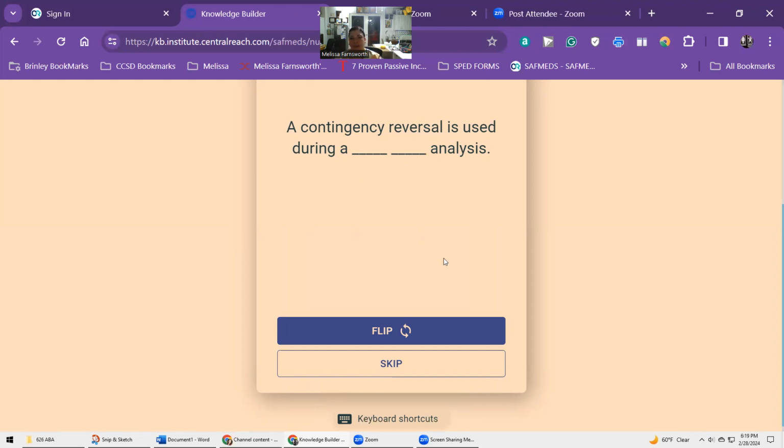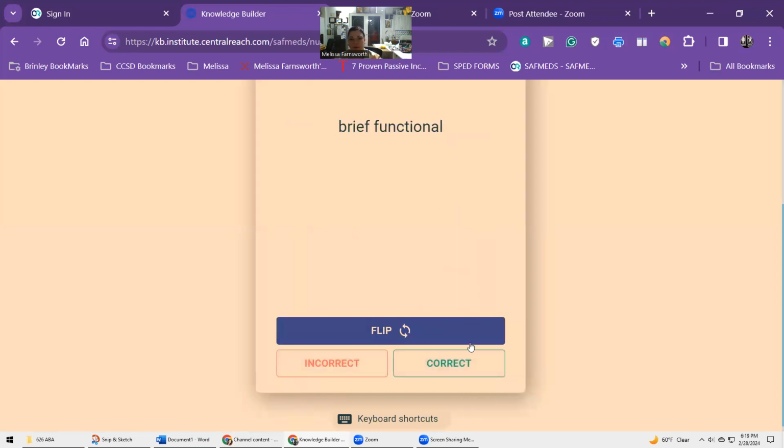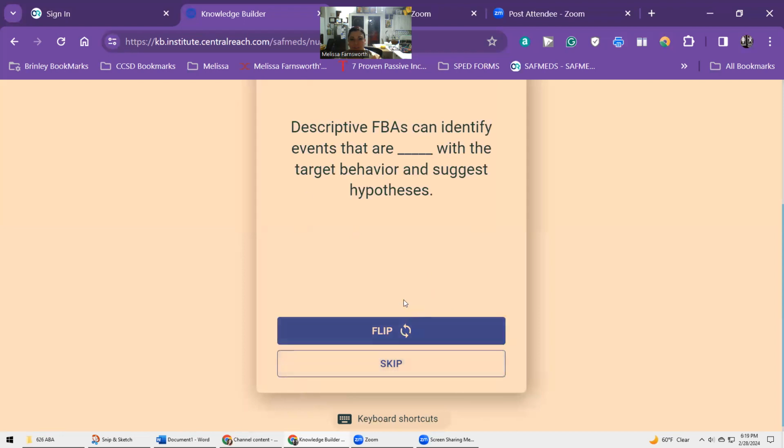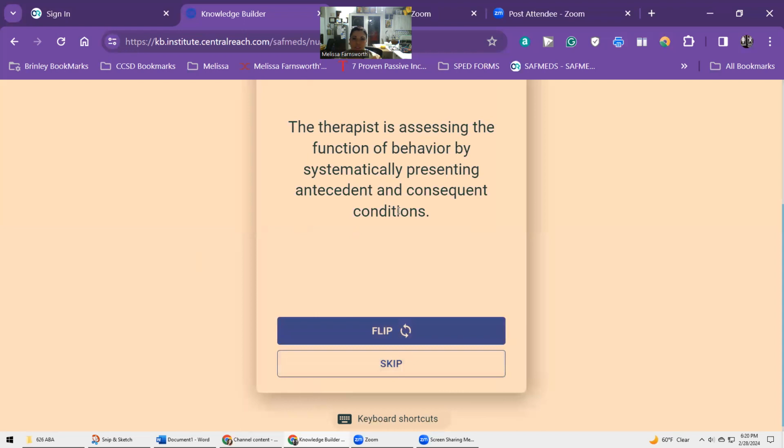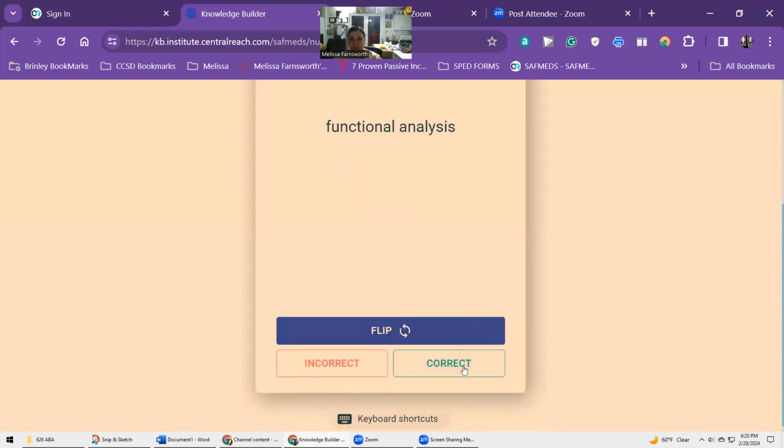during a blank analysis. Brief functional. Descriptive FBAs can identify events that are blank with the target behavior and suggest hypotheses. Correlated. The therapist is assessing the function of behavior by systematically presenting antecedent and consequent conditions. Functional analysis.